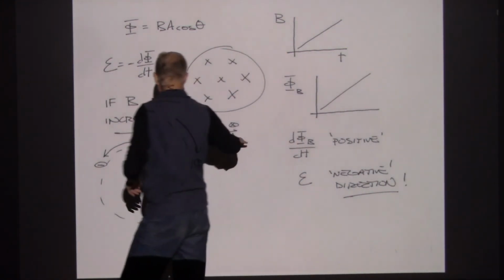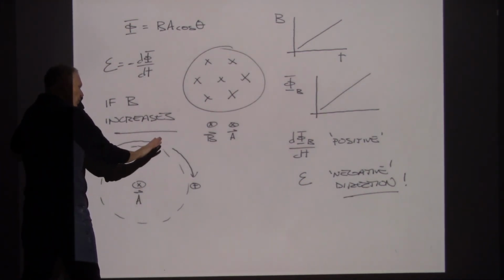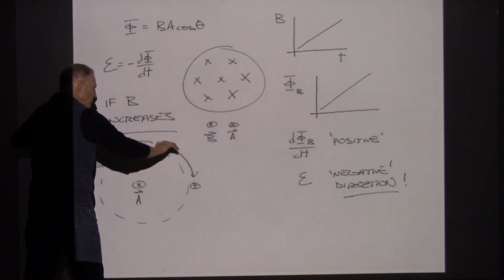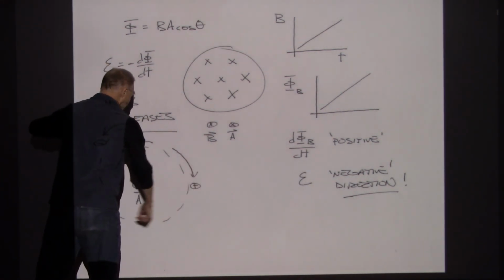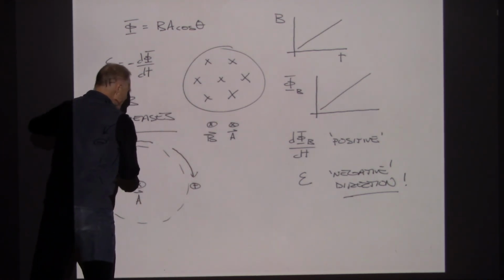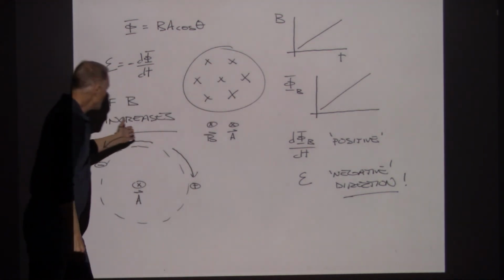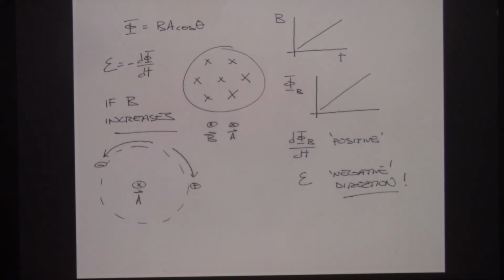Now I defined the area vector to be into the board, and so my right hand shows me the direction of positive motion, and my left hand shows me the direction of negative motion. Since the EMF is negative, the EMF will be moving in this direction, and that's the direction that the current will be induced. The EMF is going to be driving that.